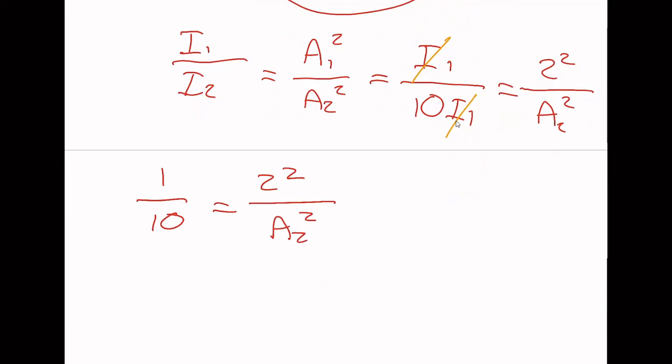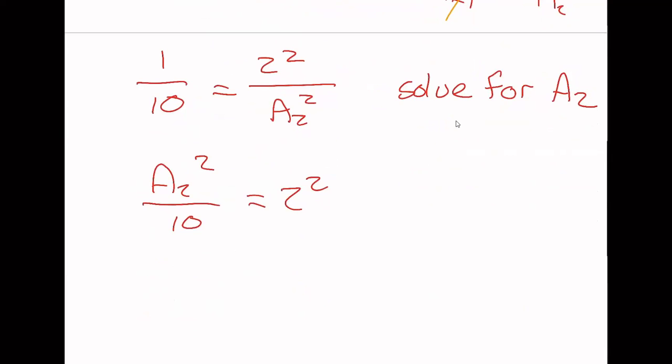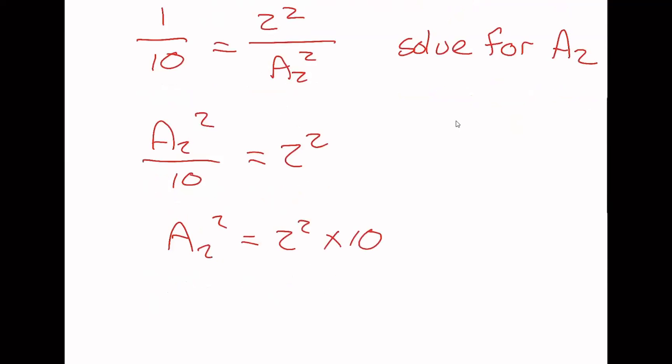And then we're going to solve for A2. So take the A2 across: A2 squared over 10 is equal to 2 squared. I've just moved the A2 across, and then I can multiply both sides by 10. So A2 squared is equal to 2 squared times 10, which is 4 times 10, which is 40. So A2 is the square root of 40, which is 2 root 10 or 6.32. And that's centimeters, 6.32 centimeters.